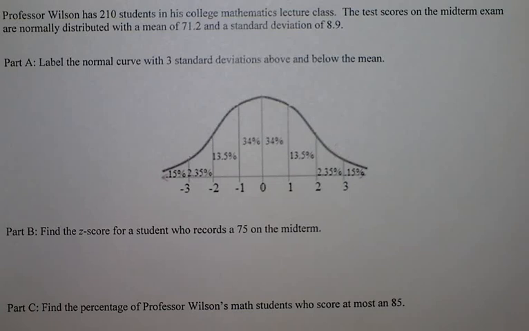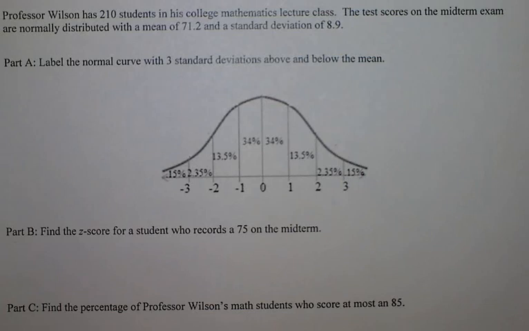Professor Wilson has 210 students in his college mathematics lecture class. The test scores on a midterm exam are normally distributed with a mean of 71.2 and a standard deviation of 8.9. Label the curve with 3 standard deviations above or below the mean.